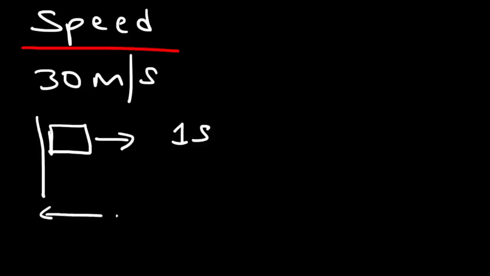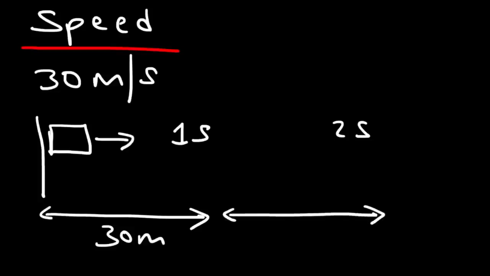So let's say this is the starting line, and I'm going to use a box to represent a car. The car is moving in this direction with a speed of 30 meters per second. So 1 second later, the car will have traveled a total distance of 30 meters. 2 seconds later, it's going to travel another distance of 30 meters, for a total distance of 60 meters.